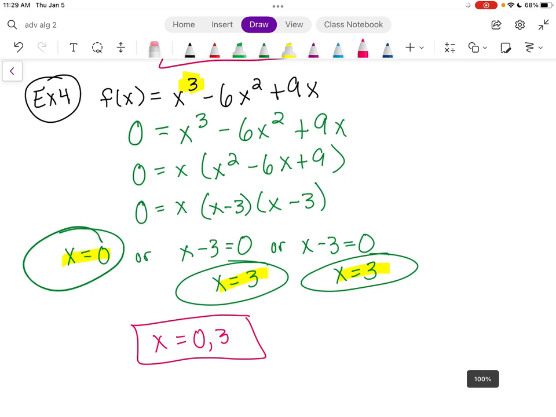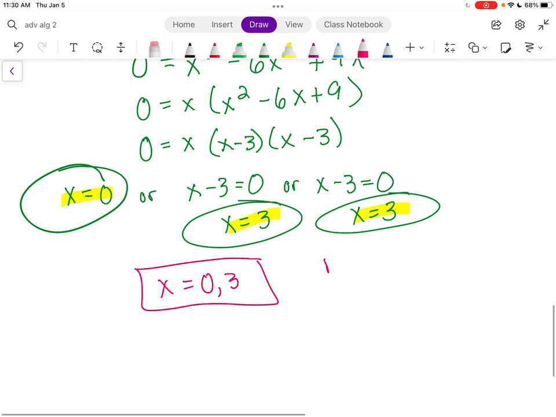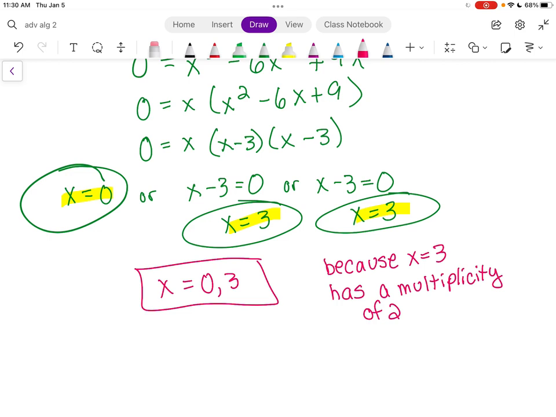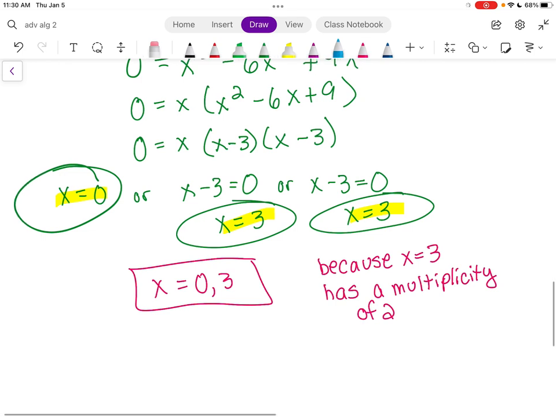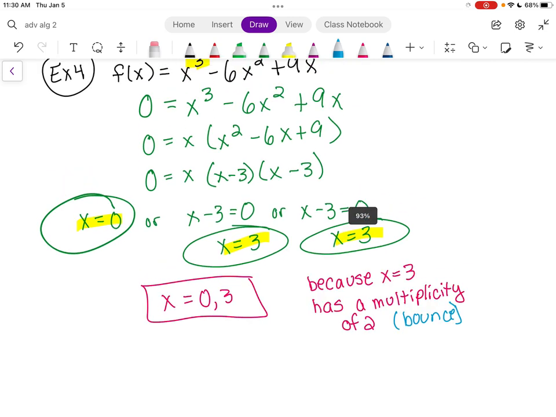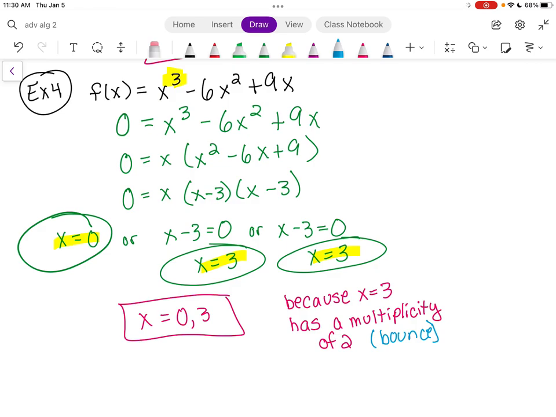So we would say that that happened because x equals 3 has a multiplicity of 2, meaning x equals 3 happens 2 different times. And if you graph it, there should be a bounce right here at this multiplicity. Anytime you have an even multiplicity, you're going to have a bounce. So if you graph this, and we could do that, x to the third minus 6x squared plus x.